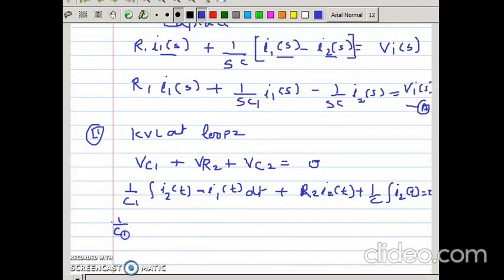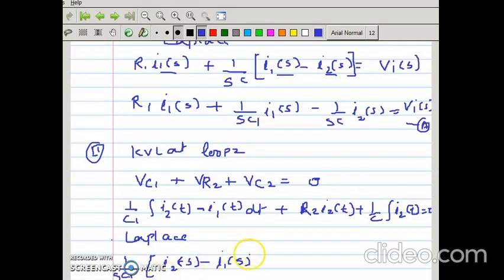Now let's take the Laplace transform here. 1 upon C1, and the Laplace of integration is 1 upon s, times I2 of s minus I1 of s, plus R2 I2 of s, plus 1 upon C2 s I2 of s, because the Laplace of integration is 1 upon s, equal to 0. Okay, let's move on to the next page.